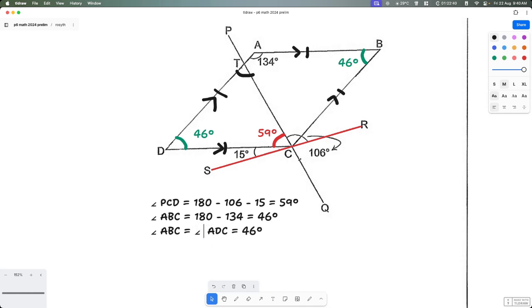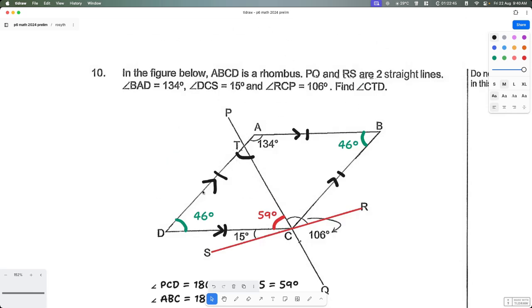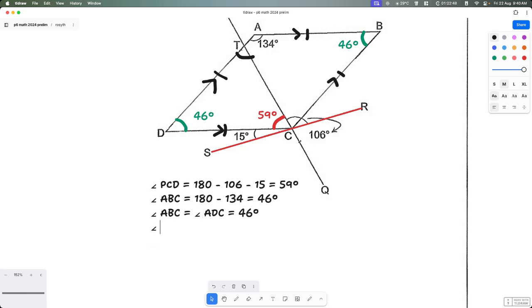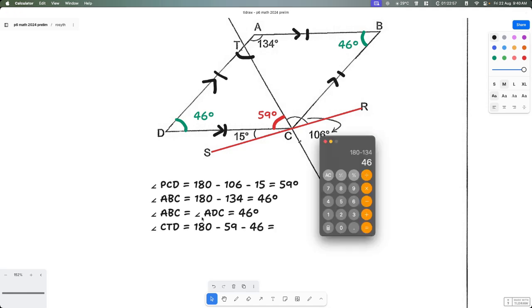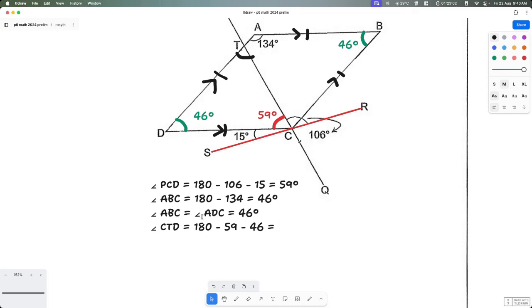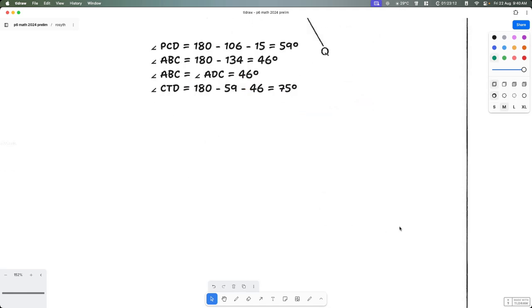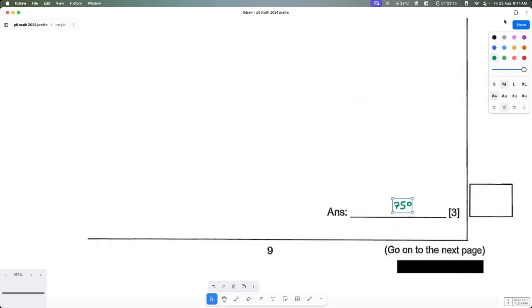Okay, so now with that, we can get CTD, right? So angle CTD is equal to 180 minus 59 minus 46, and this is equal to 75 degrees. Okay, and that's it. So the answer to this CTD is 75 degrees. There you go. All right, let's move on to the next question.